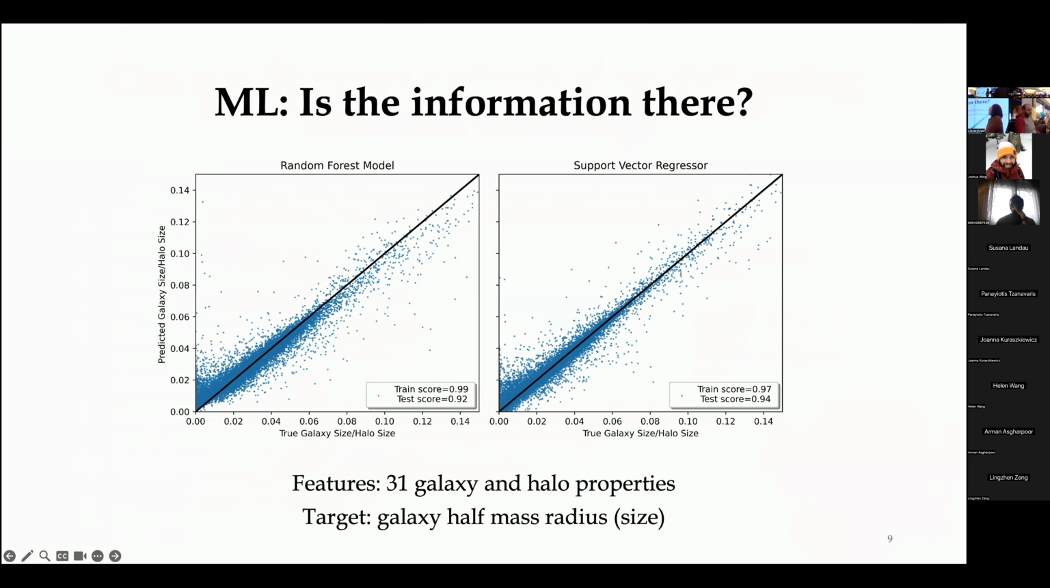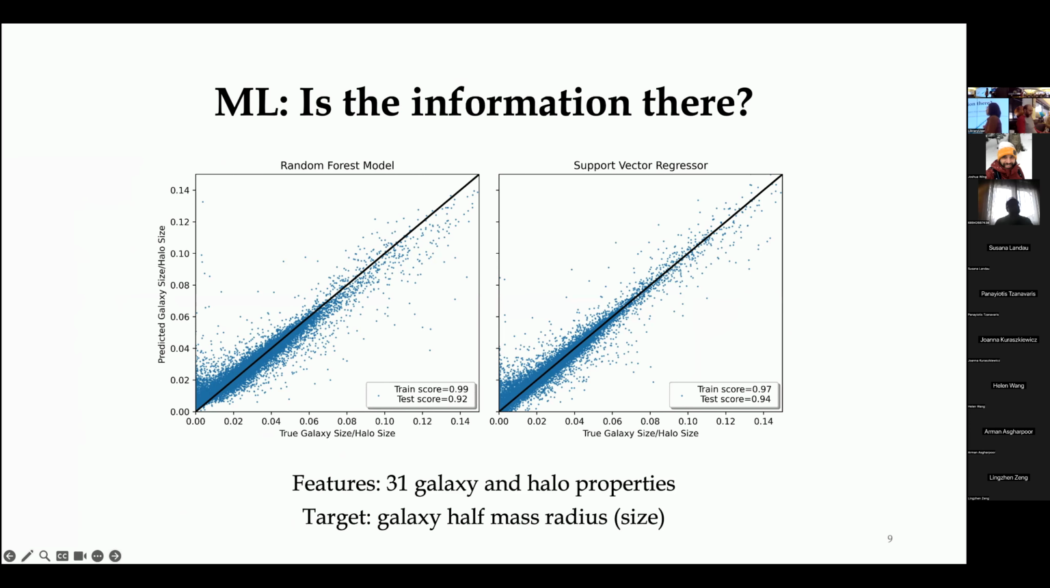Now, when we look at the results of these 2 models, we are encouraged because we think that the information is there. In the left panel, we can see the predictions from a random forest model with those 31 features. And we measure the performance of these models using the R-square metric. Simply, the R-square metric is a correlation between prediction and truth value. So in the case of random forest model, we get an R-square score of 0.92, which is promising.